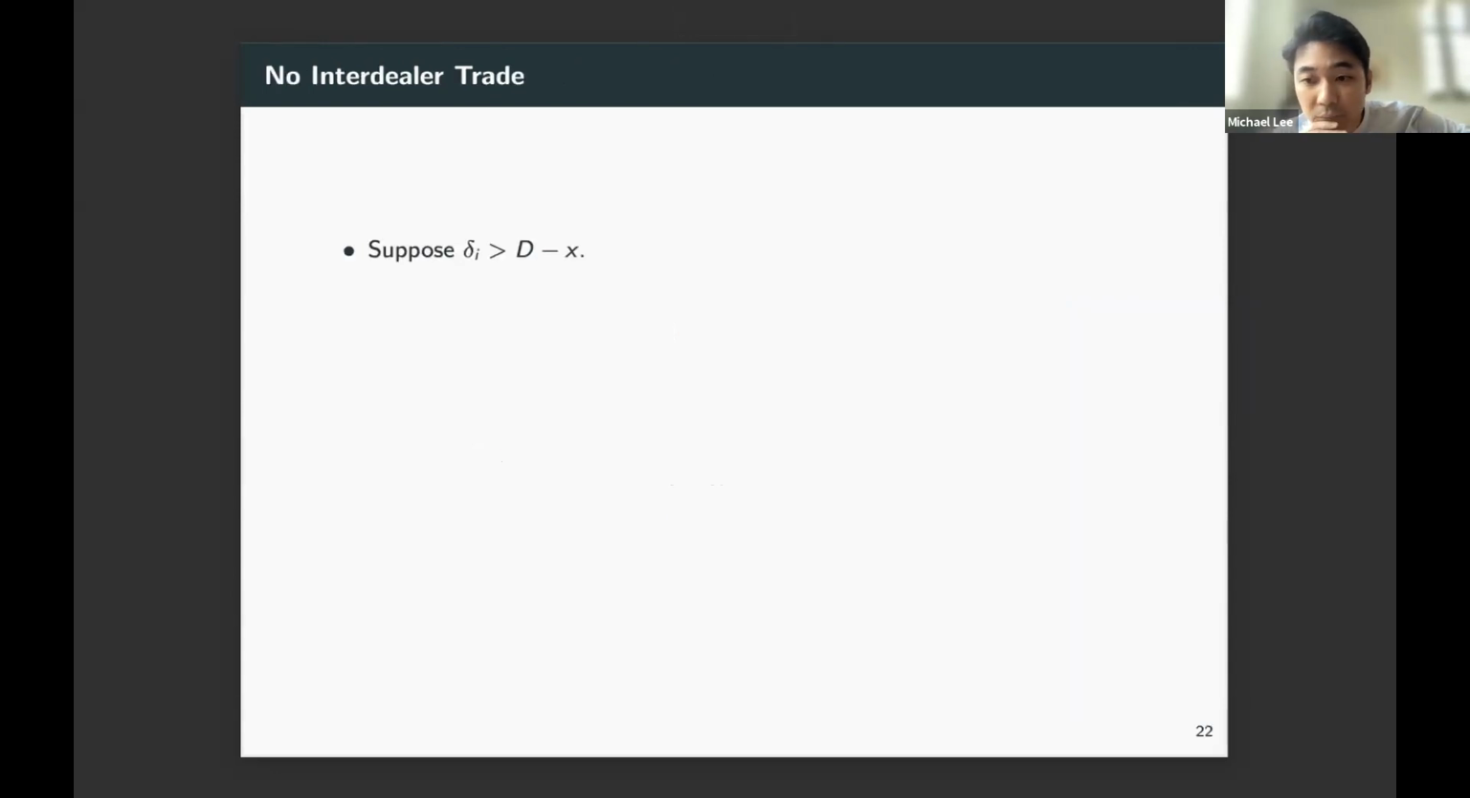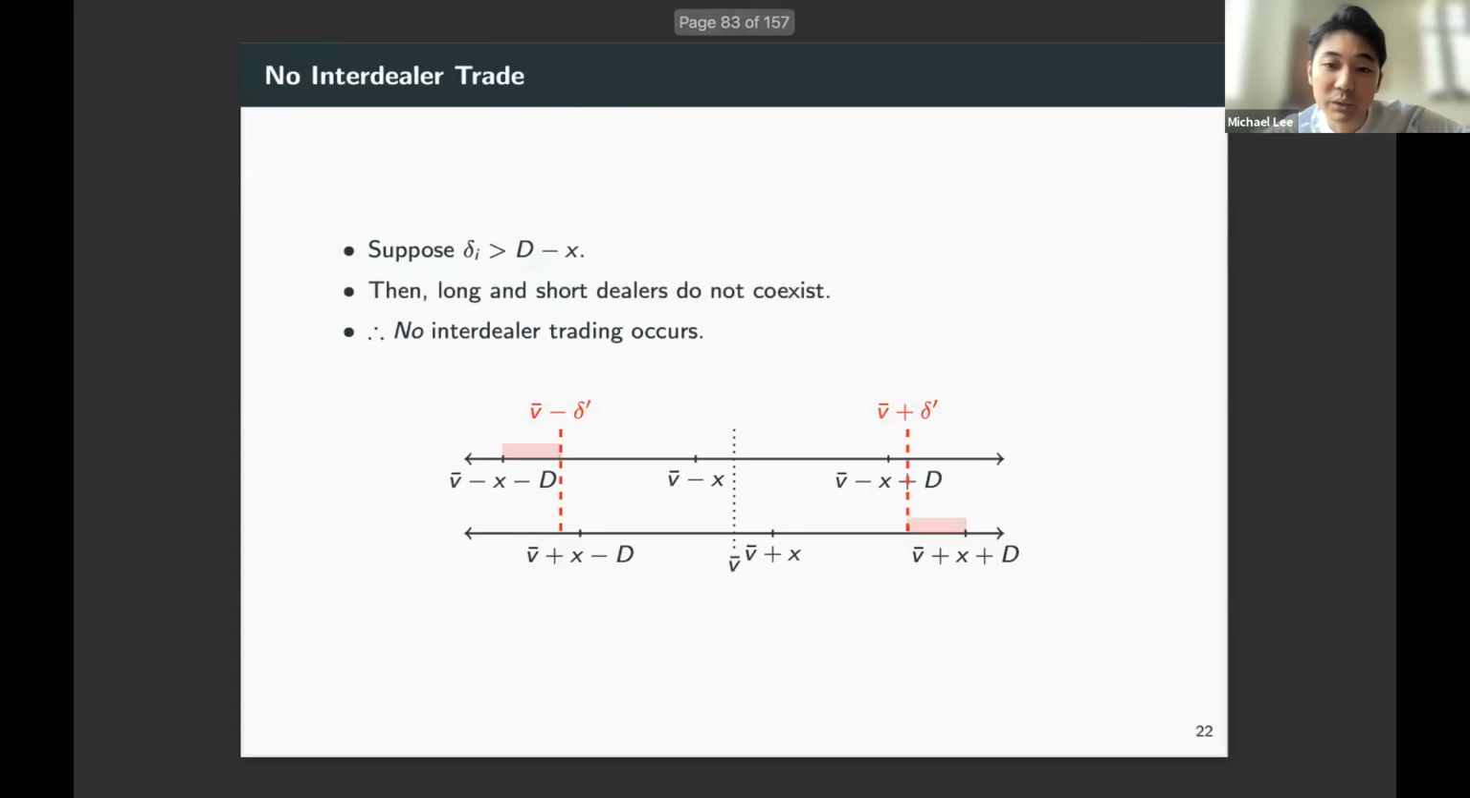Now, there's a separate question of what happens when the dealers choose a large bid-ask spread. When delta is very, very high, then consequently, long and short dealers don't coexist in the interdealer market. One way to see this is the following. When the bid-ask spread is sufficiently high, the traders in the market are only accepting trades on one side of the market, and they have to have very extreme valuations. As a result, there is no interdealer trading that can occur.